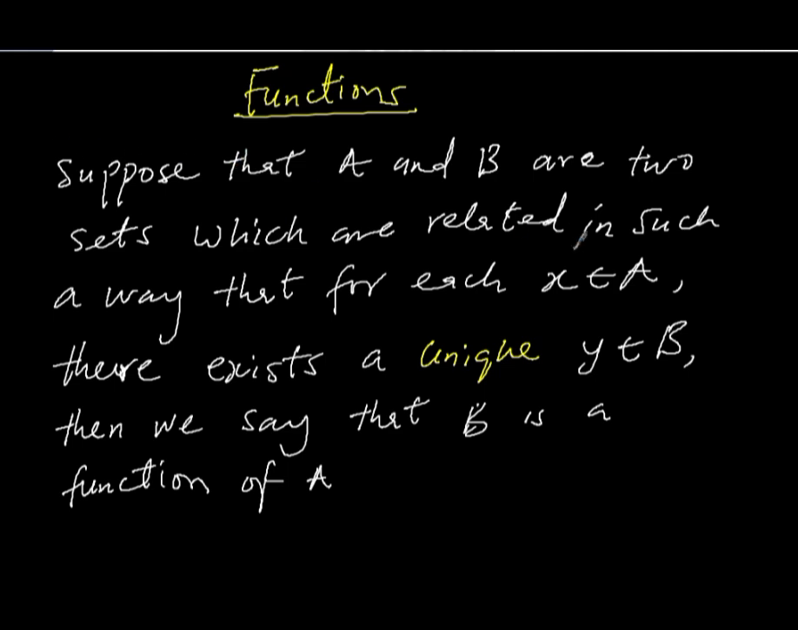So I have a definition on the board here. It says, suppose that A and B are two sets which are related in such a way that for each x, which is an element in set A, there exists a unique y, which is an element in set B. Then we say that B is a function of A.